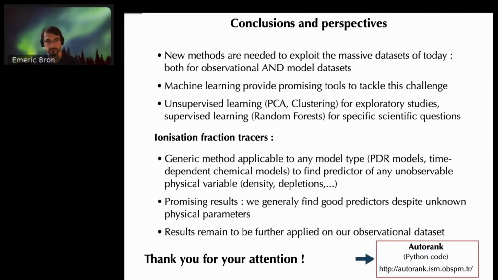And in the case of models, we saw that we built a very general method to find the best observational tracers of any unobservable physical variable. So this method could be applied to different kinds of model grids, PDR models, time-dependent chemical models, and to the question of predicting other unobservable physical variables. And all this method is implemented in a Python code that's publicly available, and I give the address here. And this method is now being applied to our observational datasets for Orion B, and this will be the subject of a next paper. Thank you.